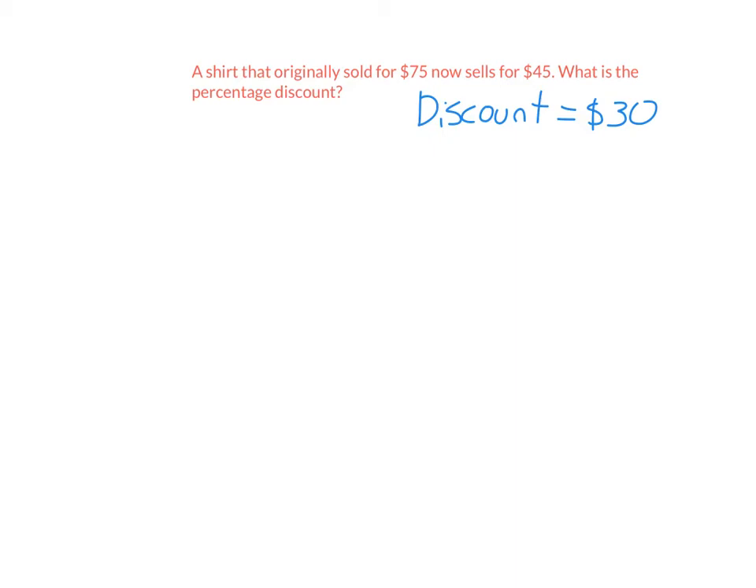Again, we don't know the percent. We're finding one quantity as a percent of another. So $30 out of $75, it's less than half. It's a little less than half. So we're going to guess it's going to be around the 40% mark. That's what our answer should be.